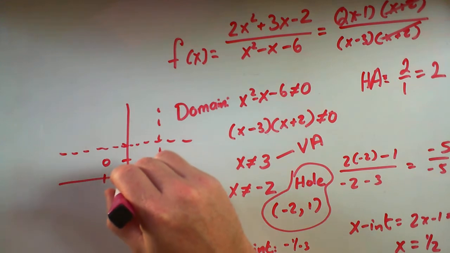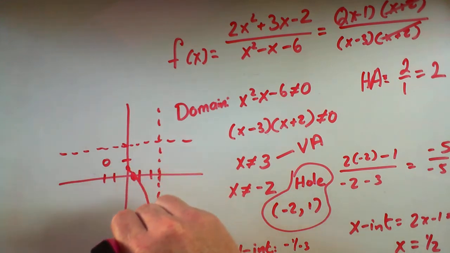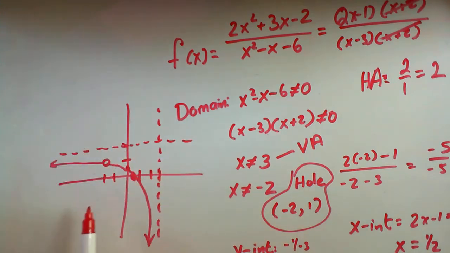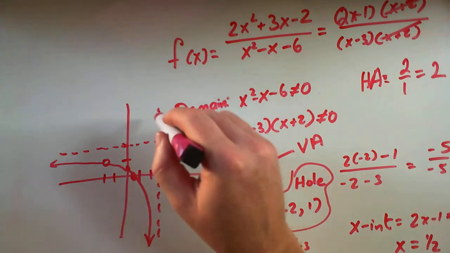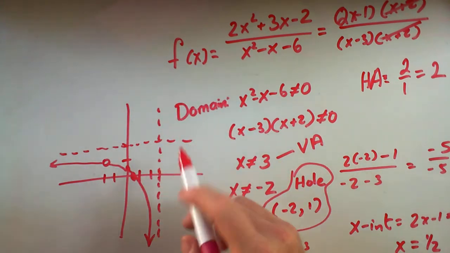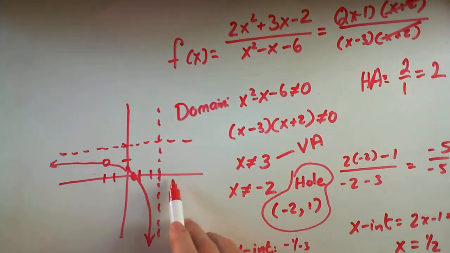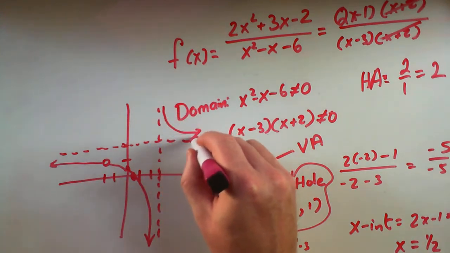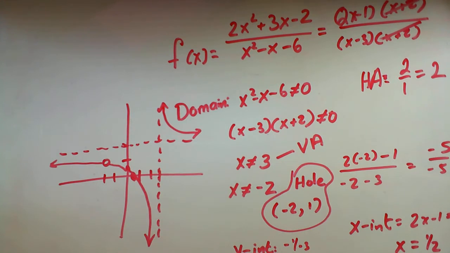Now, if I connect these dots, the only way I can go on this side would be like that. If I did anything else, I would have to cross that x-axis again. Over on this side, I can't be down here because that would require me to cross the x-axis. So over here, I've got to be up in that corner.